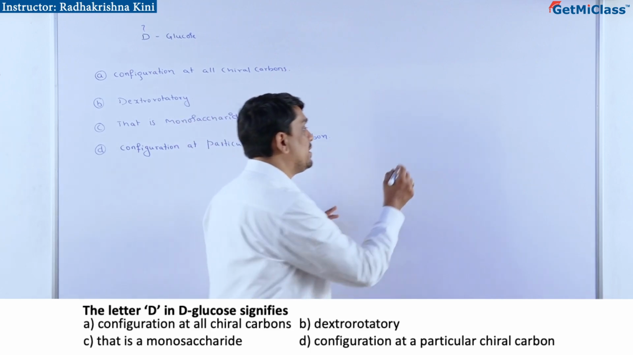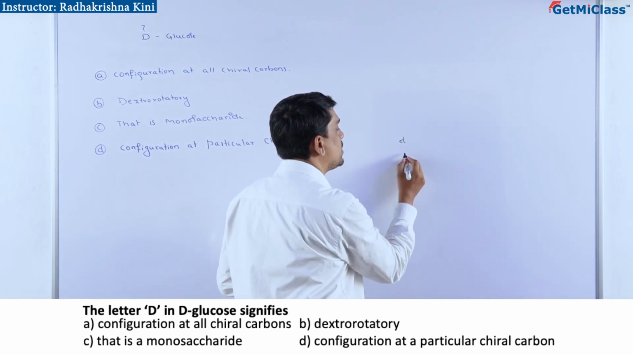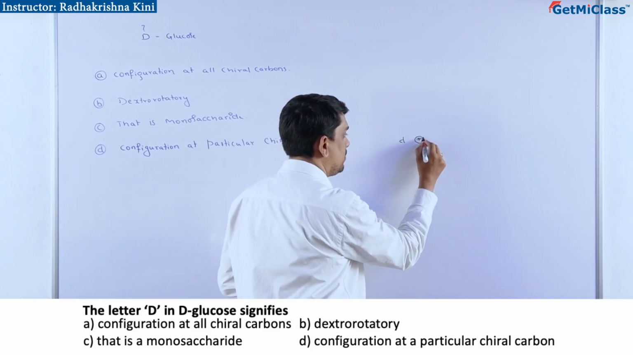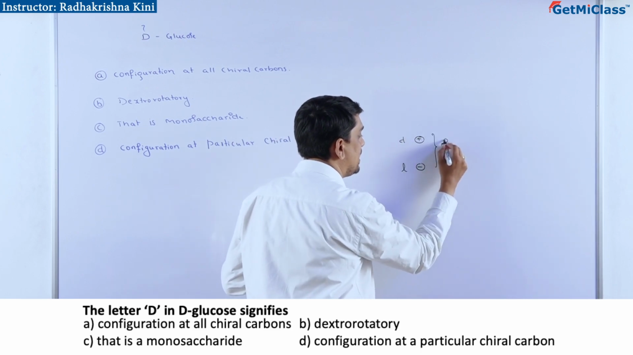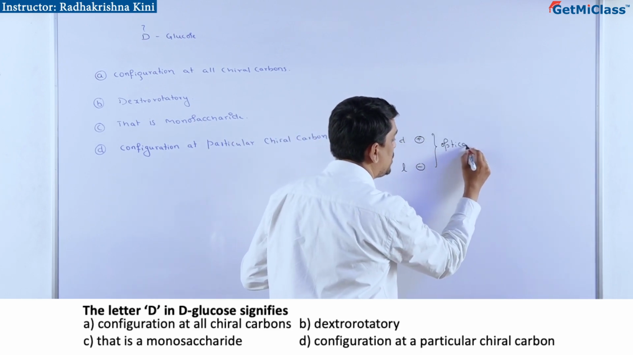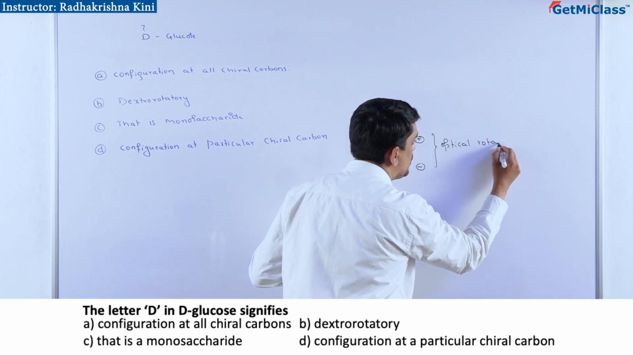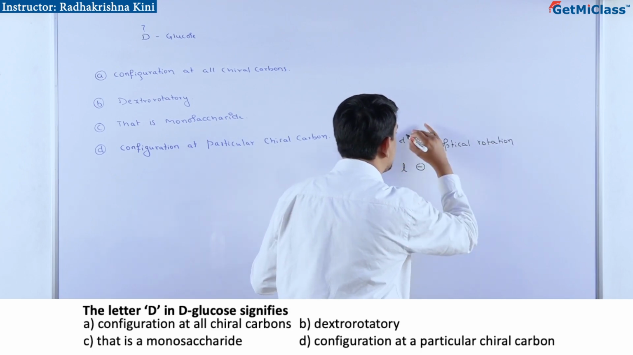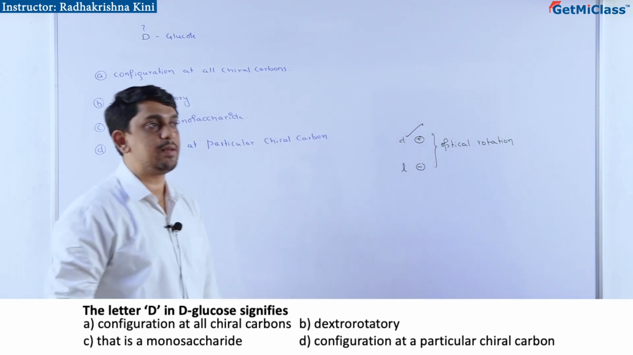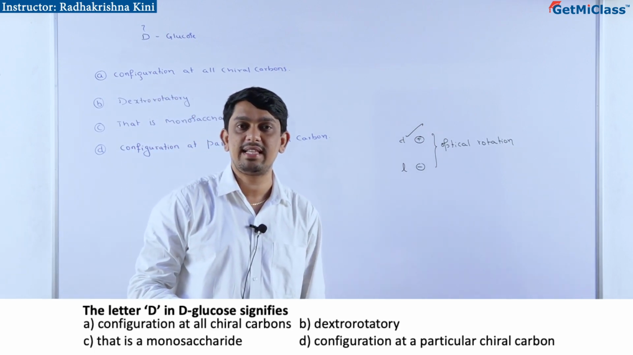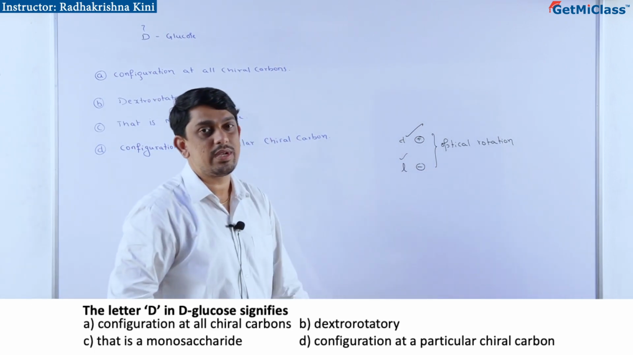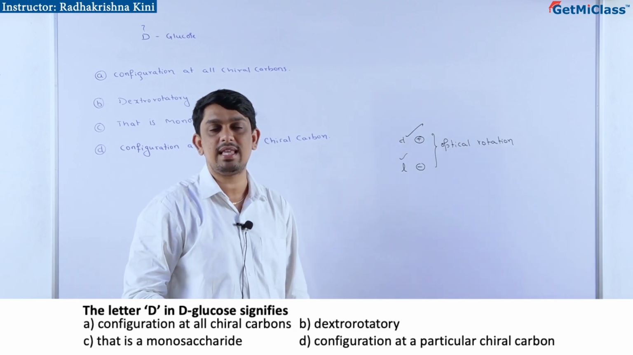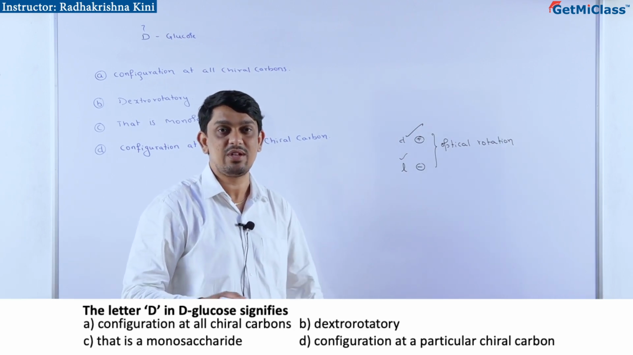We all know that when we talk about a small d or plus, small l or minus, these indicate optical rotation. We know that d indicates a dextrorotatory substance, the substance that rotates plane polarized light to the right, and this l indicates a levorotatory substance, the substance that rotates plane polarized light to the left.